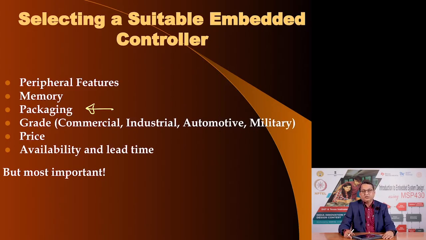ICs are produced in many grades. A commercial grade is the most common grade. This is used for commodity consumer products. Typically, the temperature of operation of such ICs is in the range of 0 to 70 degrees. Industrial temperature range is higher than that. Automotive is even higher, and military grade components operate at much wider temperature ranges, because that is what they expect in a military application. Then you would look at the price, availability and lead time.